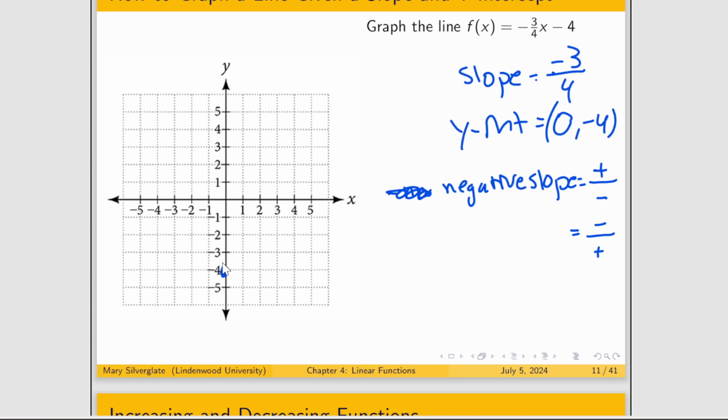So if I move positive on the y's, so up 1, 2, 3, and then negative on the x's over 1, 2, 3, 4, that's one way I can get a second point. I alternatively could have moved down 1, 2, 3 over 1, 2, 3, 4, but if you notice, that's a bit off the page and off my graph.